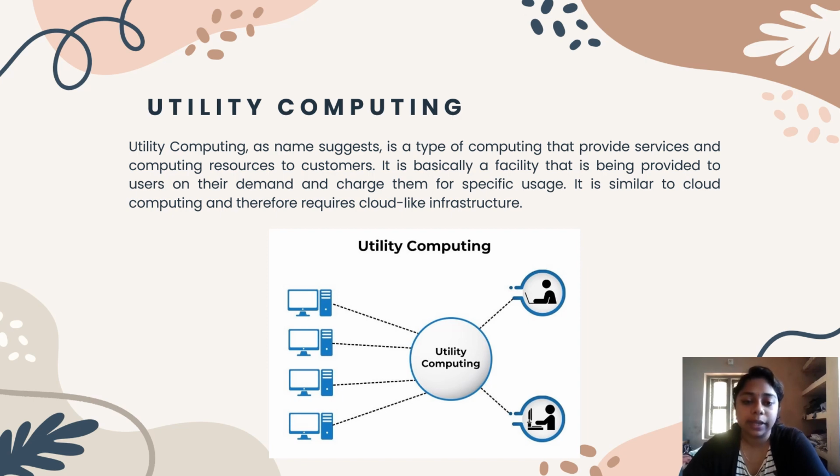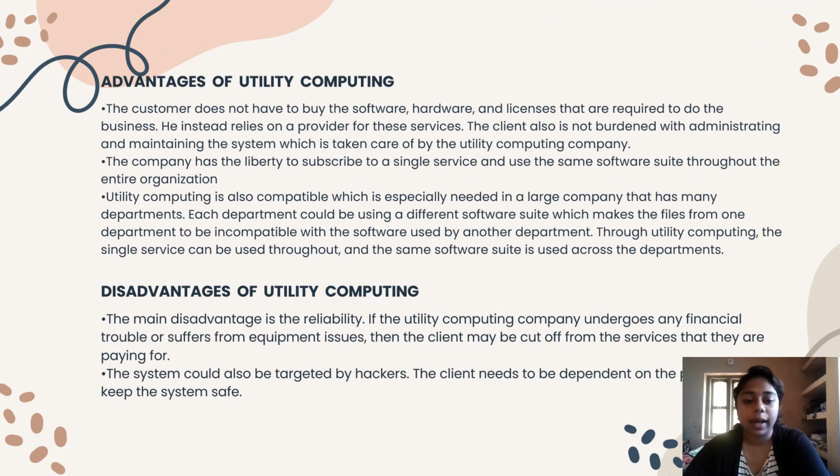The next is utility computing. Utility computing, as the name suggests, is a type of computing that provides services and computing resources to customers. It is basically a facility that is provided to users on demand, and they are charged for specific usage. It is similar to cloud computing and therefore requires cloud-like infrastructure. This is the pictorial representation, and these are some of the advantages of utility computing.